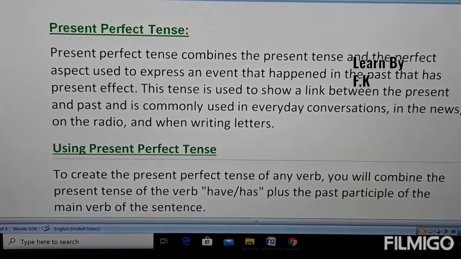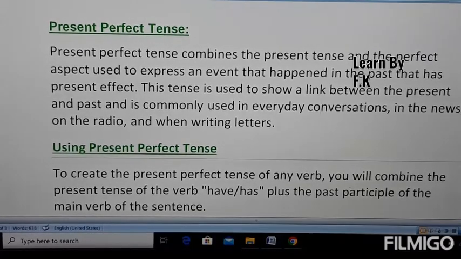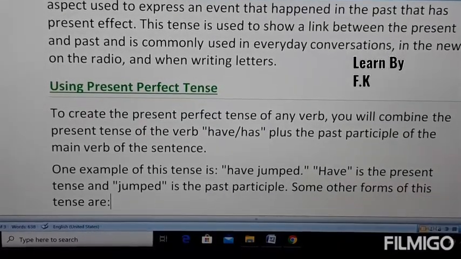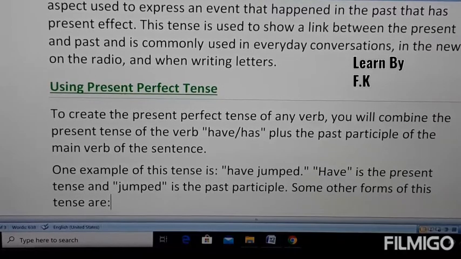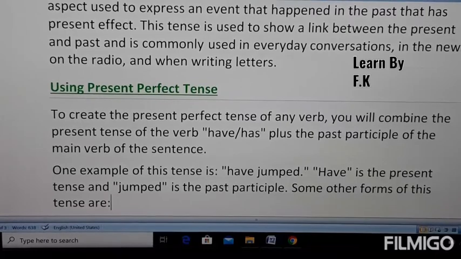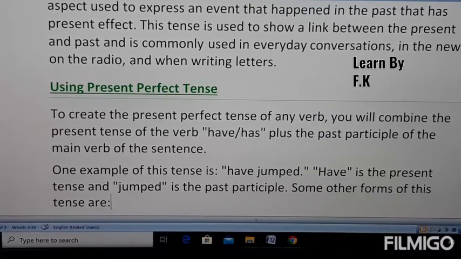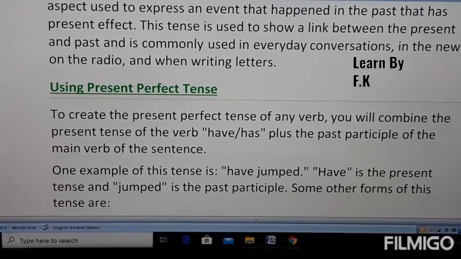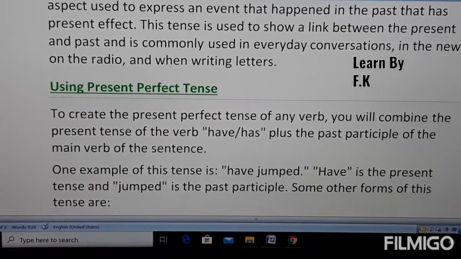For example, if you have written something and that is present also, for example, my friend has written 3 essays, and these essays are present also. So this is called the present perfect tense, that shows the work or activity that is performed in the past but has a present effect.